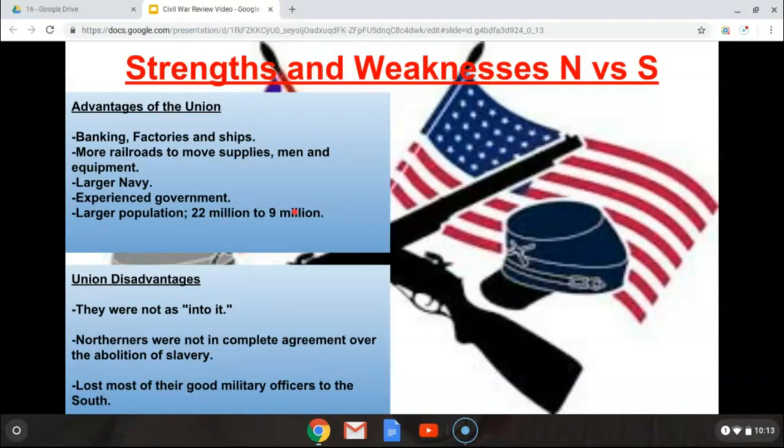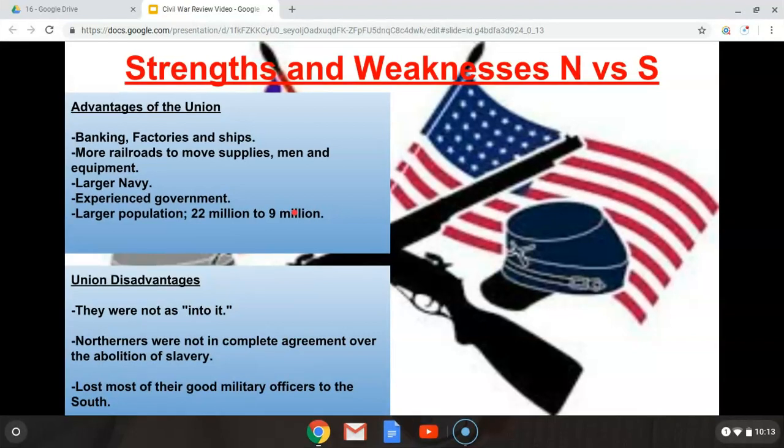The Northerners were kind of just like, Lincoln wants to keep the Union together. Oh well. They were not in complete agreement over the abolition of slavery. That means not 100% of the Northerners wanted to abolish the slavery, even though a good number of it did.